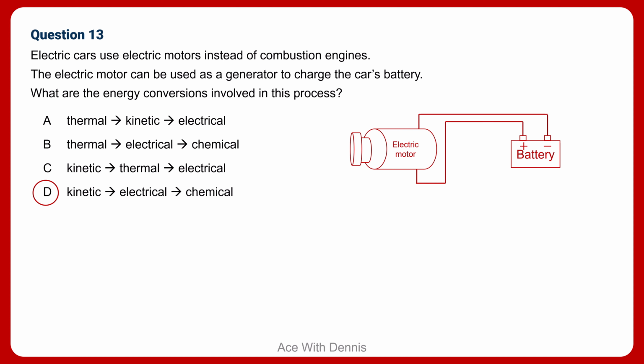So when the electric motor is turned by the wheels of the car, the kinetic energy is converted to electrical energy. And this energy is stored in the battery in the form of chemical energy. Hence, the answer is D, from kinetic to electrical to chemical.